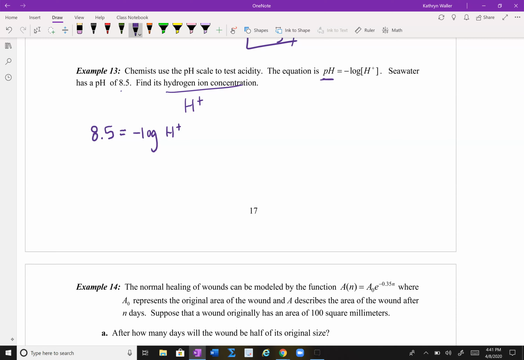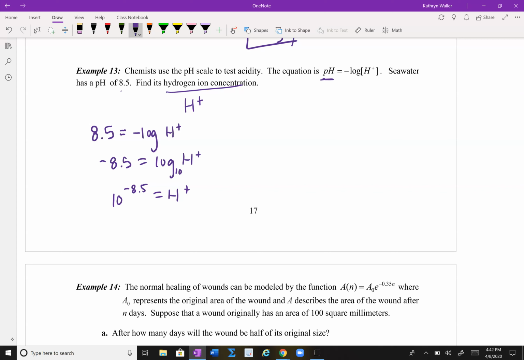Don't let the plus freak you out. Just think of it as an X. It's just part of the variable. So I'm not stuck right here because of that negative, so I have to change both the signs. And now I'm stuck, and since I'm stuck, I'm going to convert it. So that's log base 10. So it's 10 to the other side, which is negative 8.5, is equal to H+.